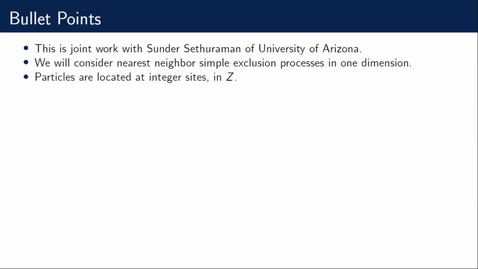So there are particles that are located at some of the integer sites on Z, the set of integers, one dimension. And you can have at most one particle per site. So there are empty sites and occupied sites.